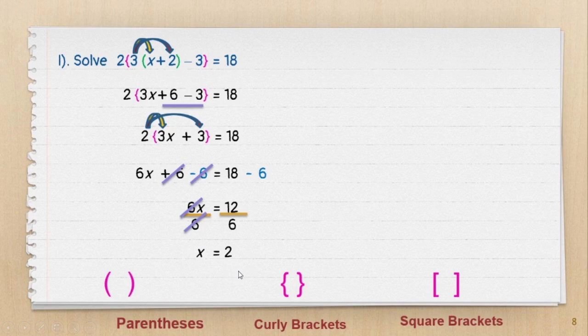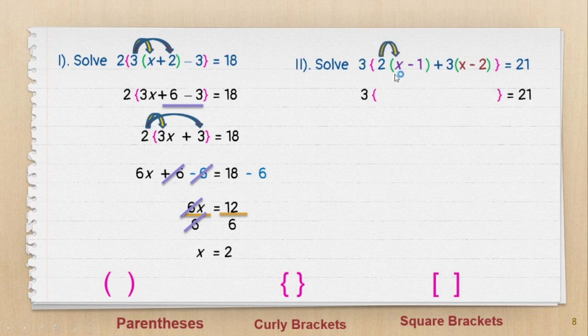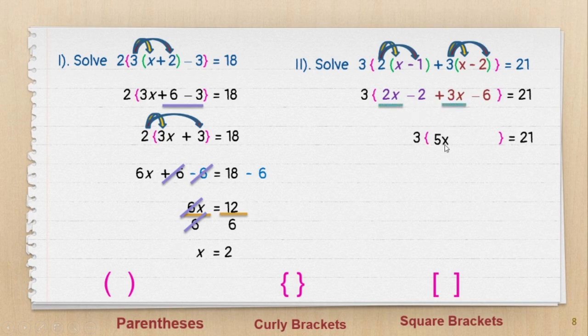Let's try another example. Simplifying the expression with parentheses. 2 into x and 2 into 1. We obtain 2x subtract 2. Then 3 into x, 3 into 2. We obtain 3x subtract 6 equal 21. Now we can simplify the like terms. 2x adding 3x, 5x, and minus 2 minus 6 equal minus 8.